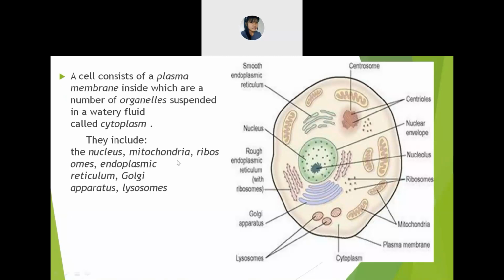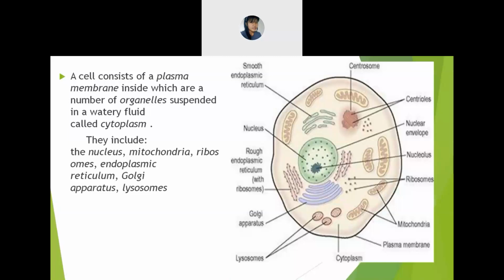Okay, let's move on to the next. So this is the cell, and it consists of the plasma membrane. I hope you can see this plasma membrane. Can you all see? Yes, ma'am. So this is the plasma membrane; it covers the cell on the outside. Inside the plasma membrane you will find a number of organelles, a number of structures, suspended in a watery fluid called cytoplasm.